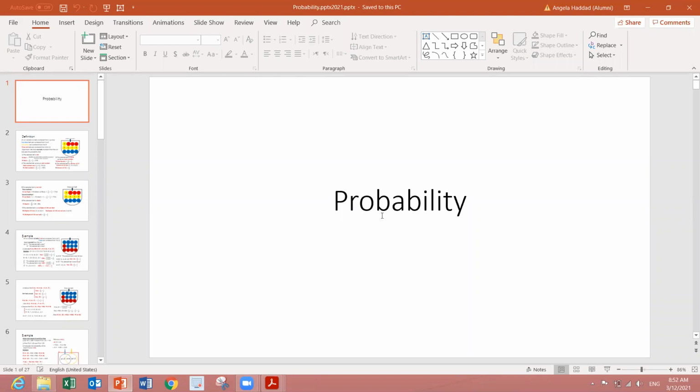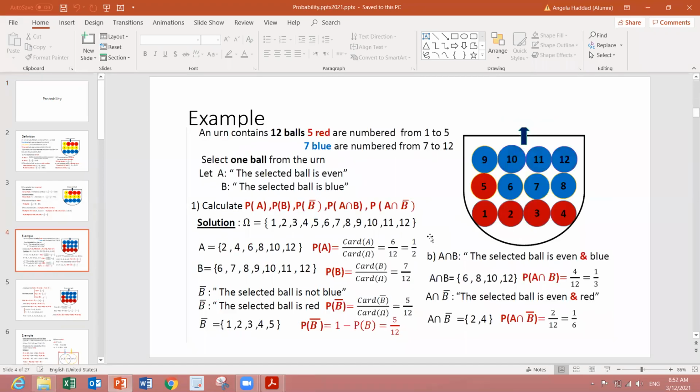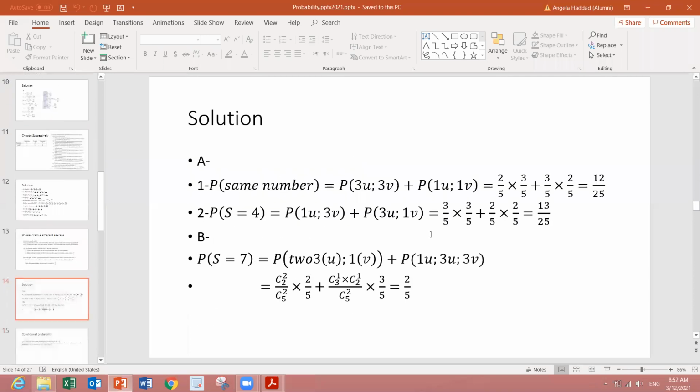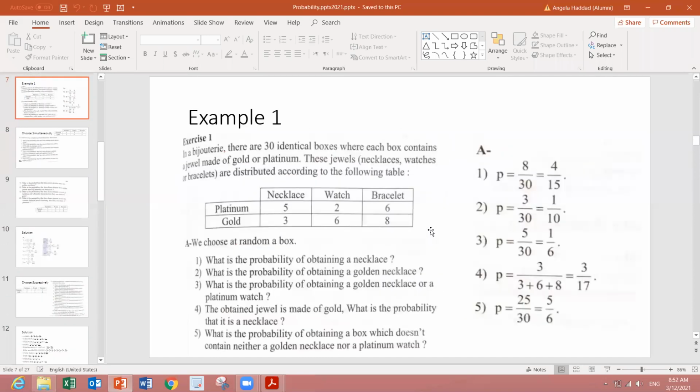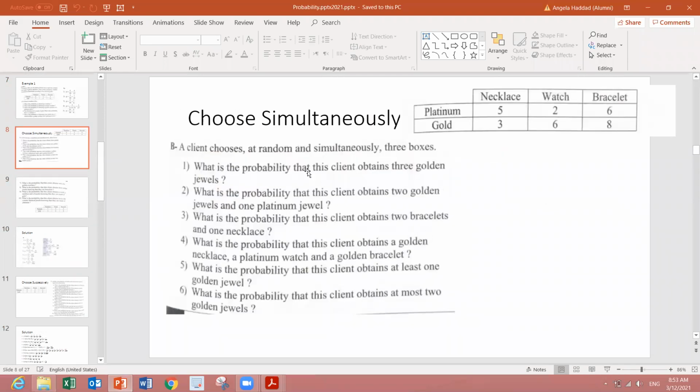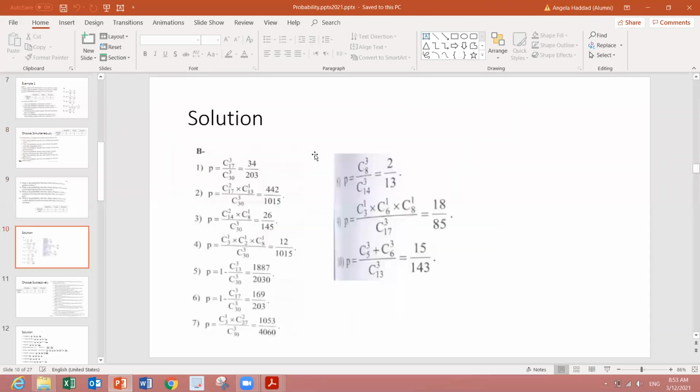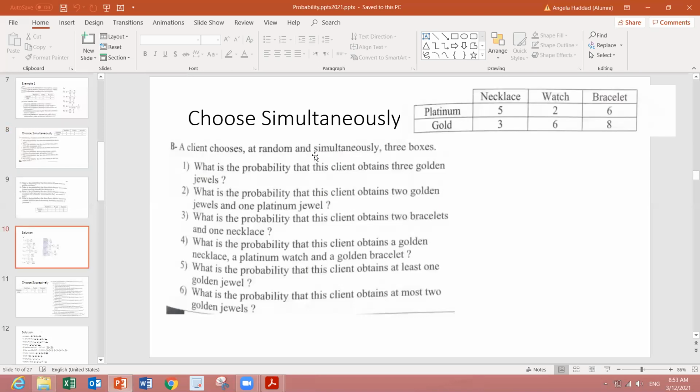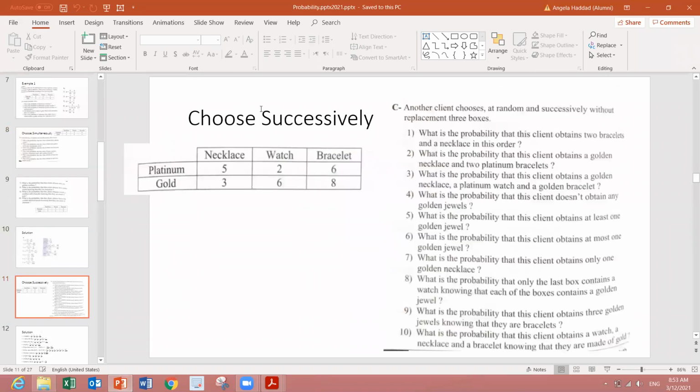According to the exam, the question about probability, you are concerned about all the pages. You will have in the exam an example similar to this. Choose simultaneously. You have a problem of 3 or 4 parts. Also, you will have a part of it choose successively. It is similar to these.